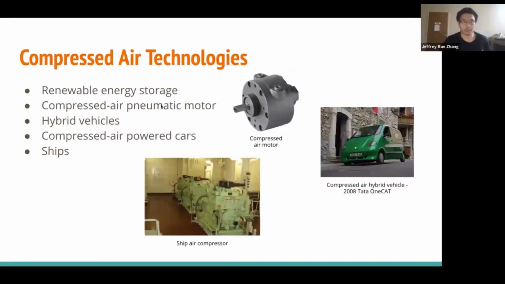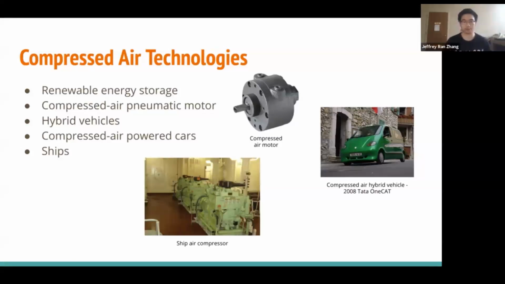Yeah, so aside from that, there are multiple types of compressed air technology. We have renewable energy storage and pneumatic motors, which are the ones we're going to talk about. Hybrid vehicles and compressed air powered cars use compressed air to move. For compressed air powered cars, rather than having a driving engine powered by a fuel-air mixture caused by gas or oil, they use the expansion of compressed air, similar to the expansion of steam in a steam engine.